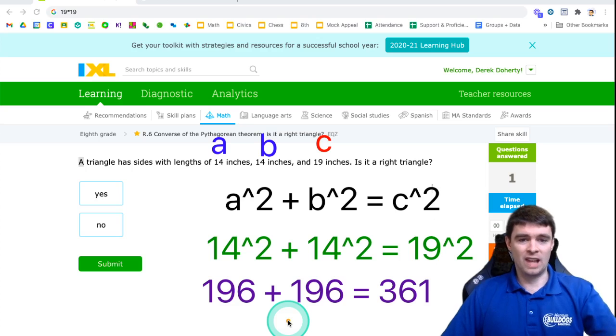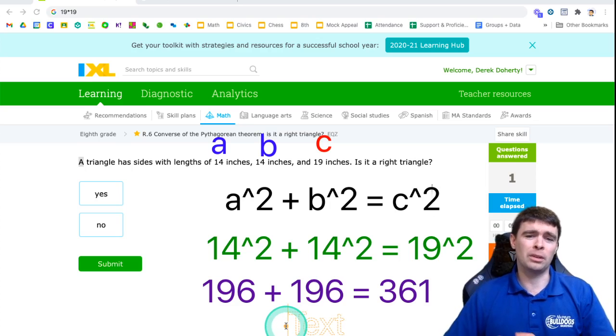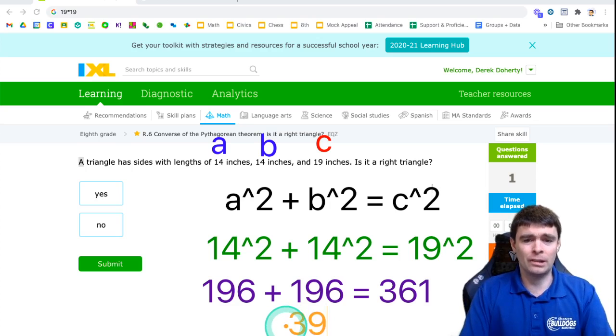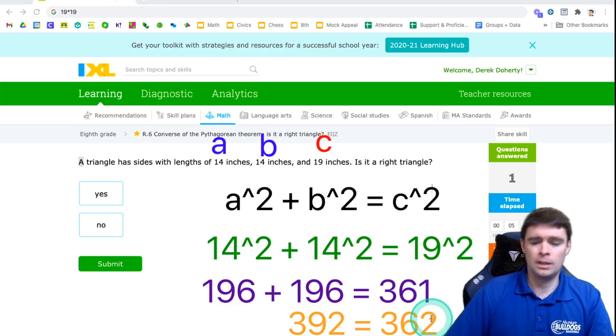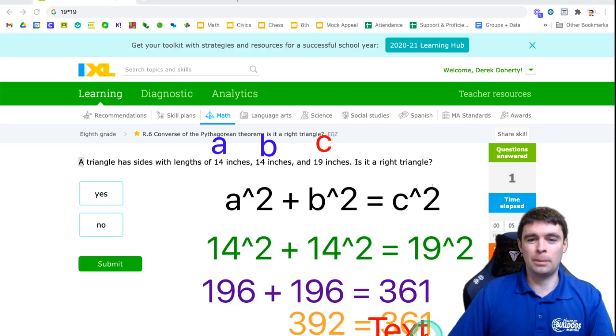If we do this out exactly here in orange, basically 200 plus 200 minus 8, you'd get 392, which is not the same thing as 361. And because I see that these came out to not be equal to each other, I know that this is not a right triangle.